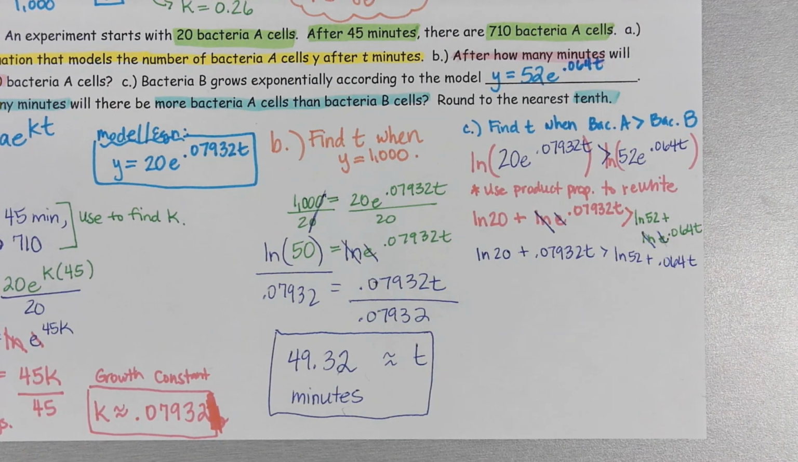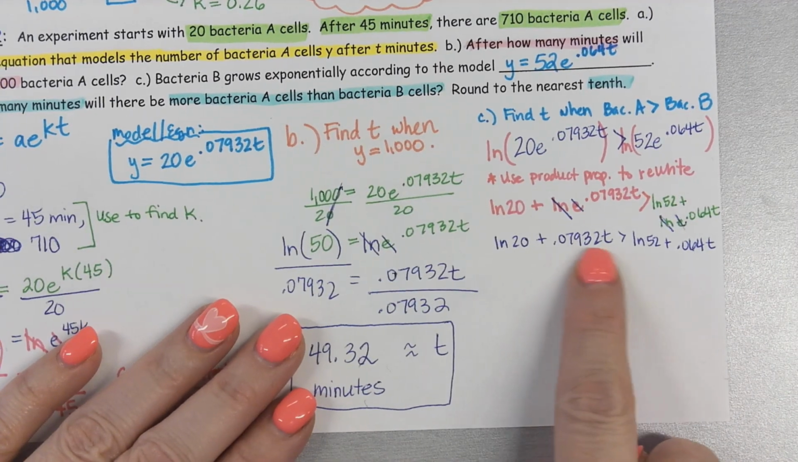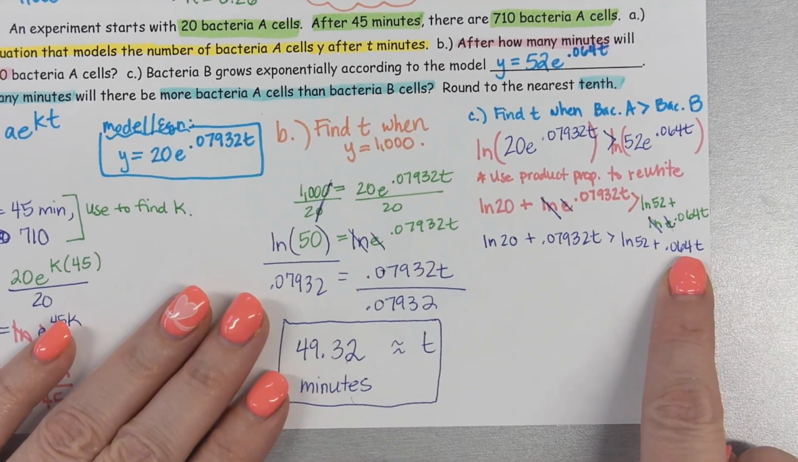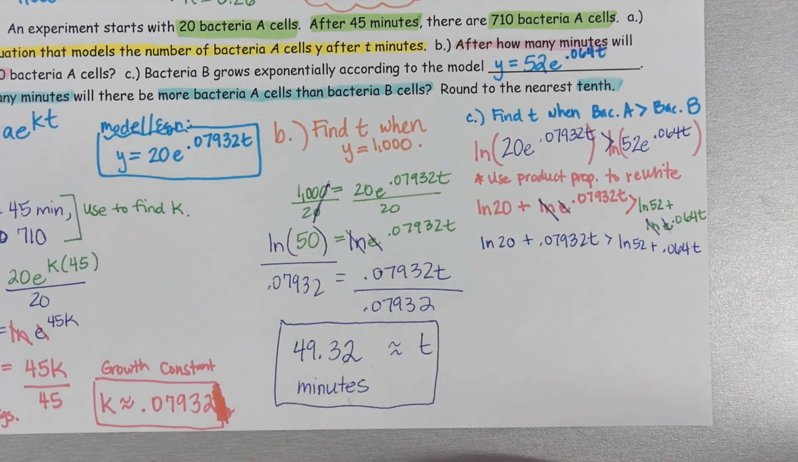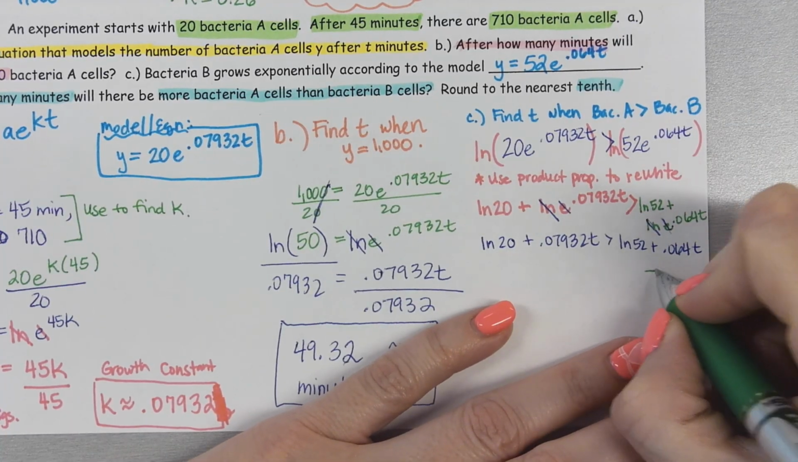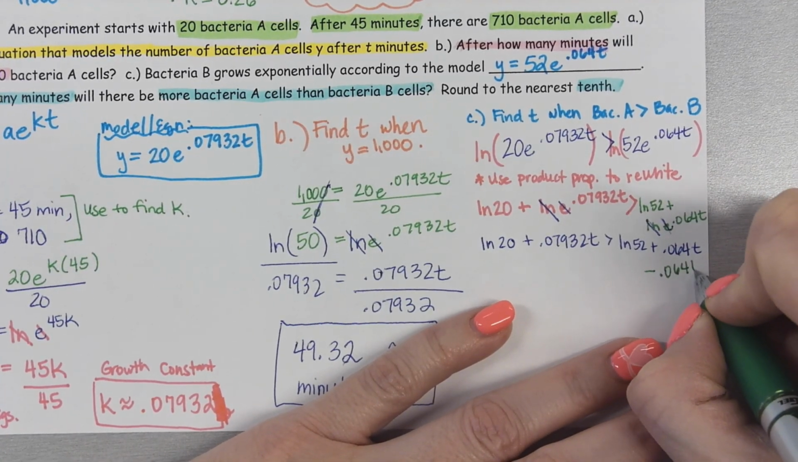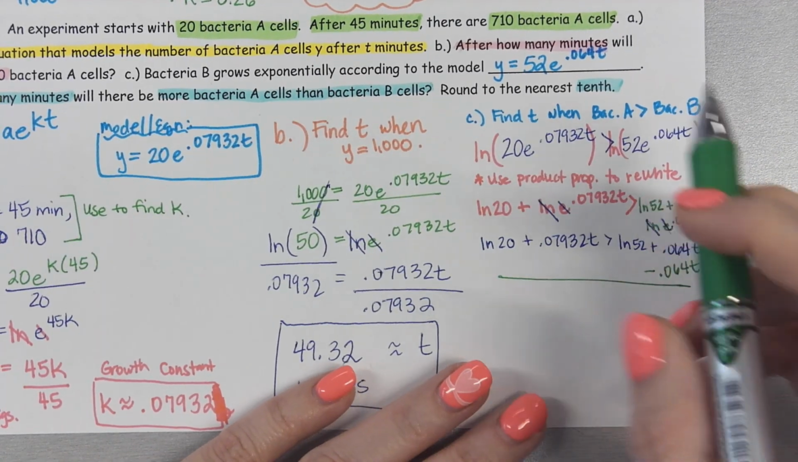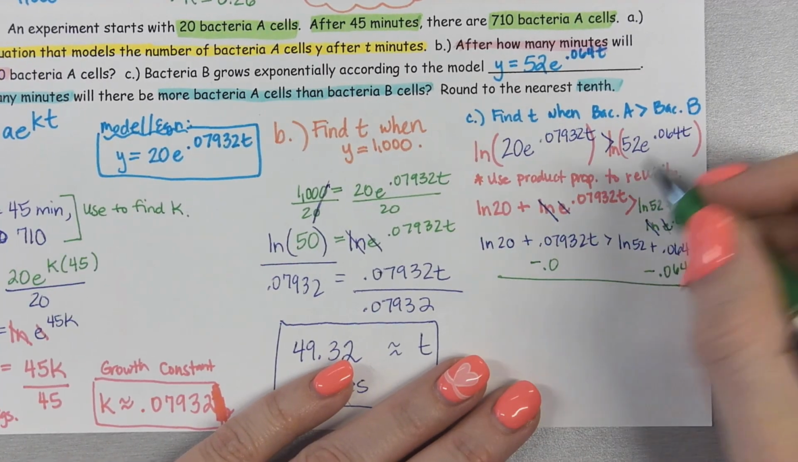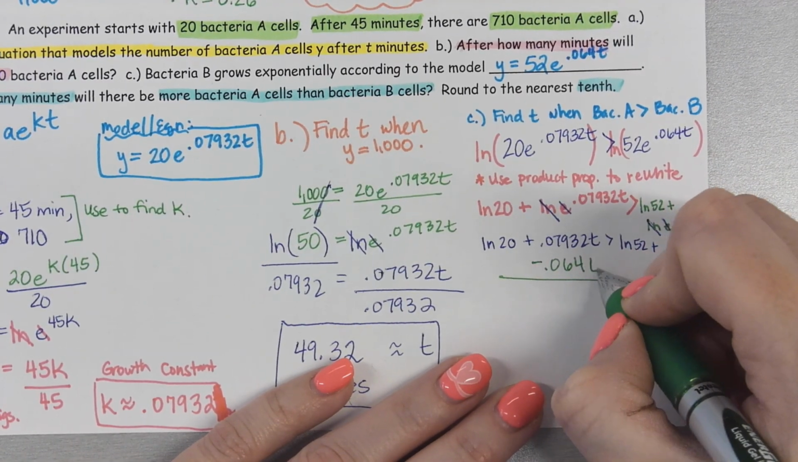Yeah. The natural log of e, those are going to cancel out. And now we're going to get anything with the variable to one side. So see how I have t here and I have t here? We want them all on one side. It does not matter which side you move them to. My strategy is to try to move them to where the t is going to be positive.